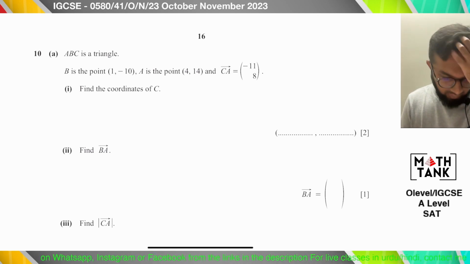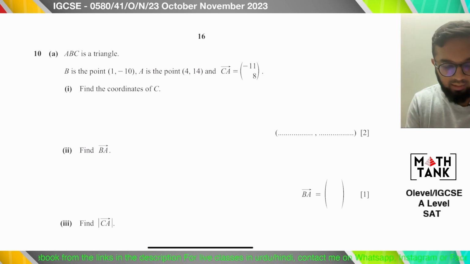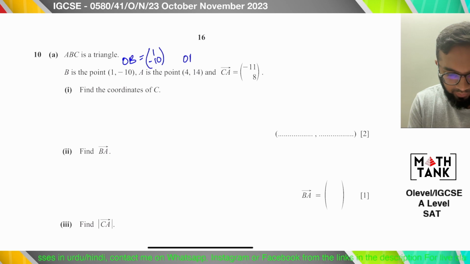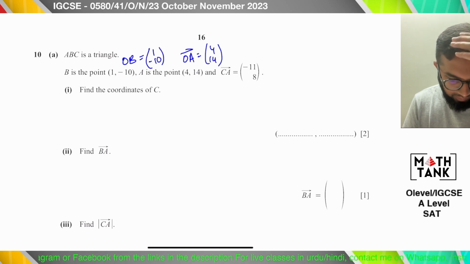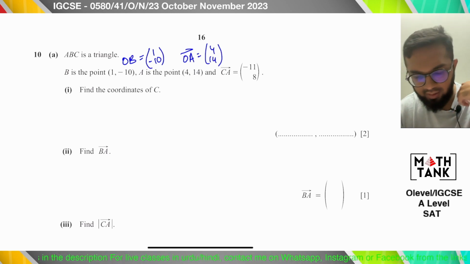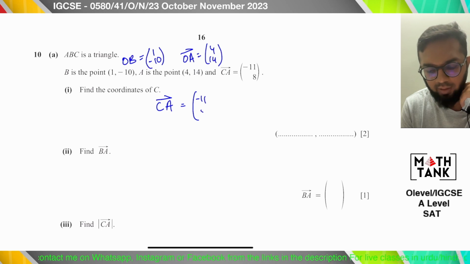Question number 10 says ABC is a triangle, B is the point this, A is the point that. So I can say that this is OB since I see a vector, and this is OA. And CA is that, minus 11 and 8. Find the coordinates of C. I think that's simple if you know how to deal with vectors, addition of vectors.